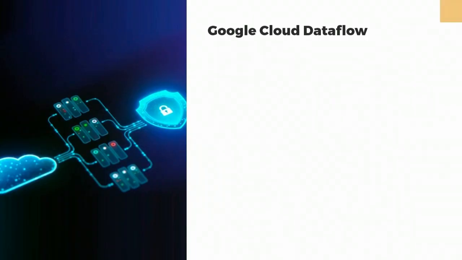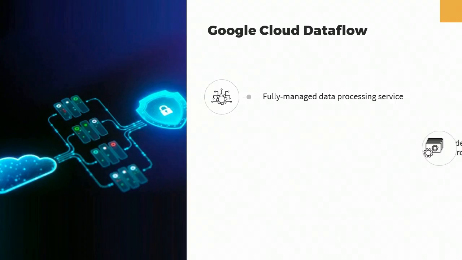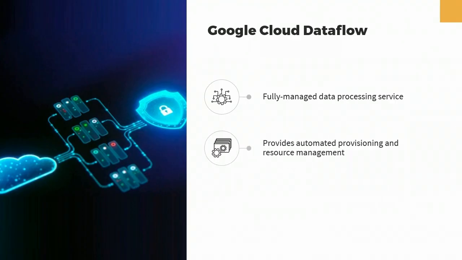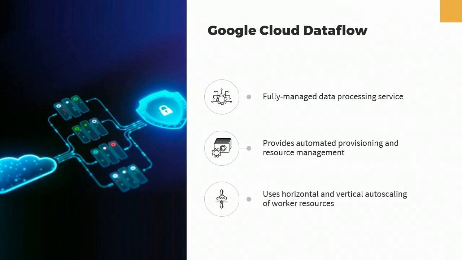Now, Google Cloud Dataflow is very powerful. It's a fully managed data processing service. It has automated provisioning and management of processing resources, and it also uses horizontal and vertical autoscaling of all of our worker resources so that it will handle right-sizing all of our machines for us as the job is being executed.